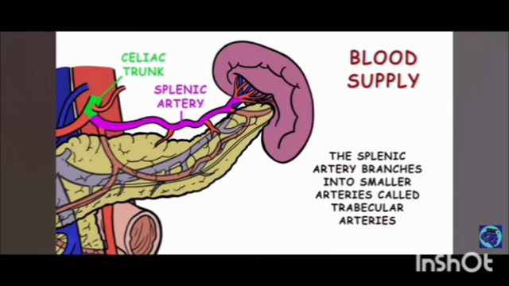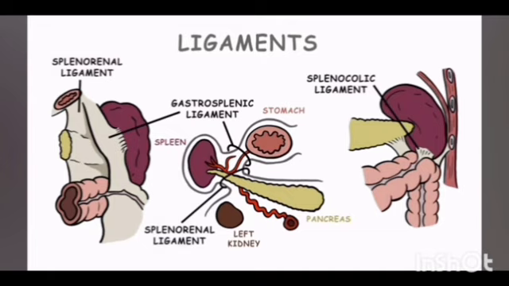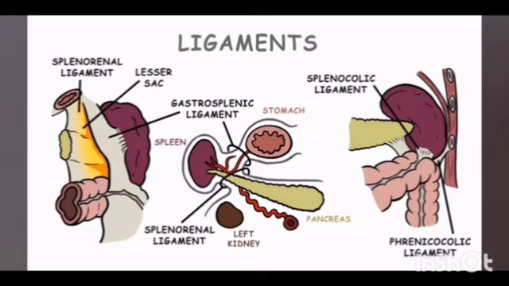Key ligaments are the gastrosplenic ligament, which connects the spleen to the stomach's greater curvature, and the splenorenal ligament, which connects the hilum with the left kidney. The splenic vessels and the tail of the pancreas are within the splenorenal ligament. The phrenocolic ligament attaches the splenic flexure of the colon and the diaphragm. The phrenosplenic ligament connects the diaphragm to the spleen.